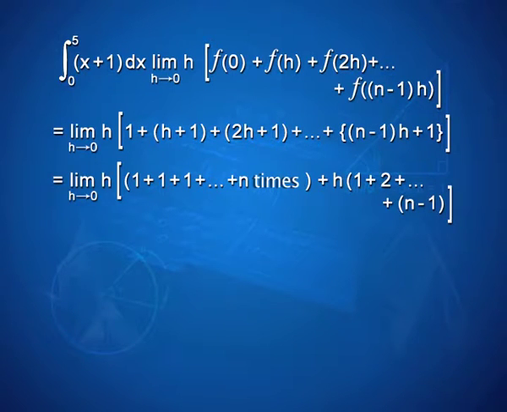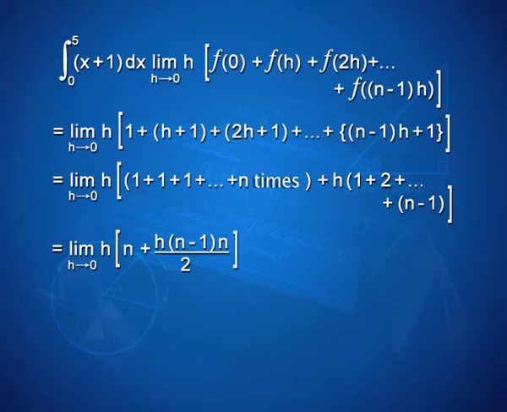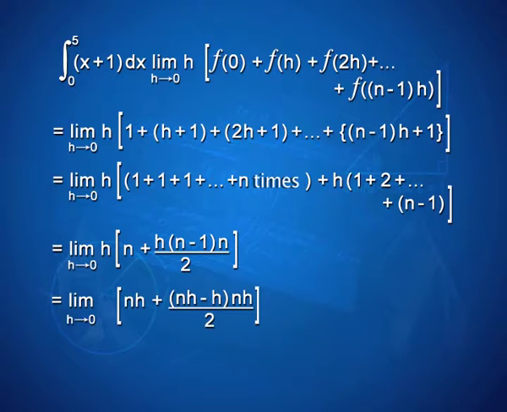that can be written as limit h tends to 0 h into 1 plus 1 plus 1 n times plus h into 1 plus 2 plus so on plus n minus 1, that is equal to limit h tends to 0 h into n plus h into n minus 1 into n upon 2, that gives limit h tends to 0 n h plus n h minus h into n h upon 2.